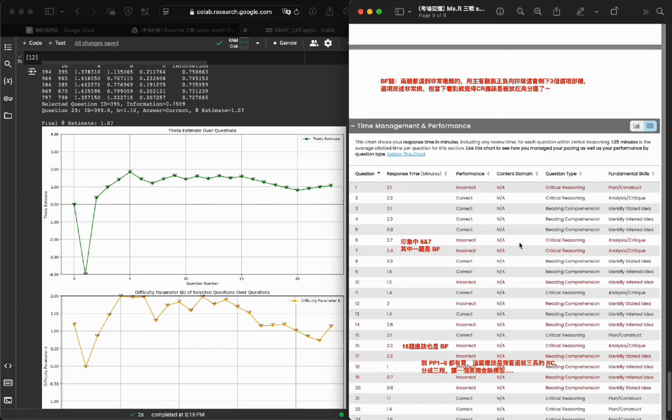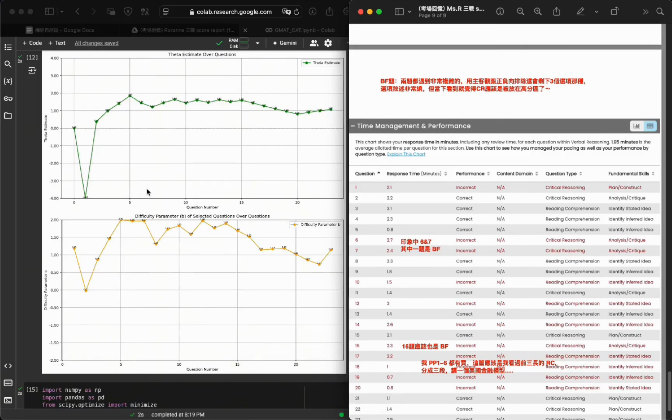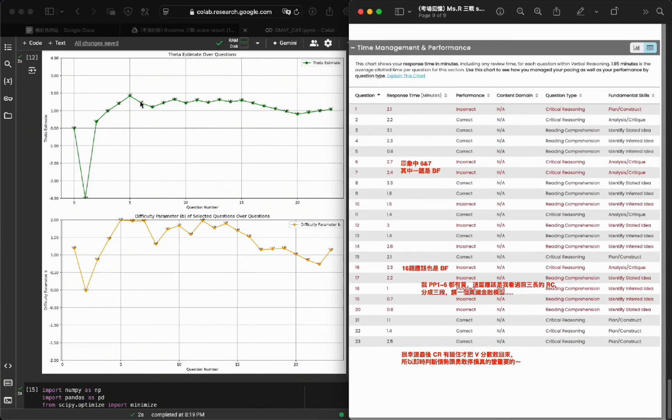On the 7th question, another very high difficulty CR, they also got it wrong. These are all quite normal occurrences, because the CR questions here have already reached a very high level of difficulty. Next, let's take a look. Because these 2 questions were answered incorrectly, the estimated score drops.